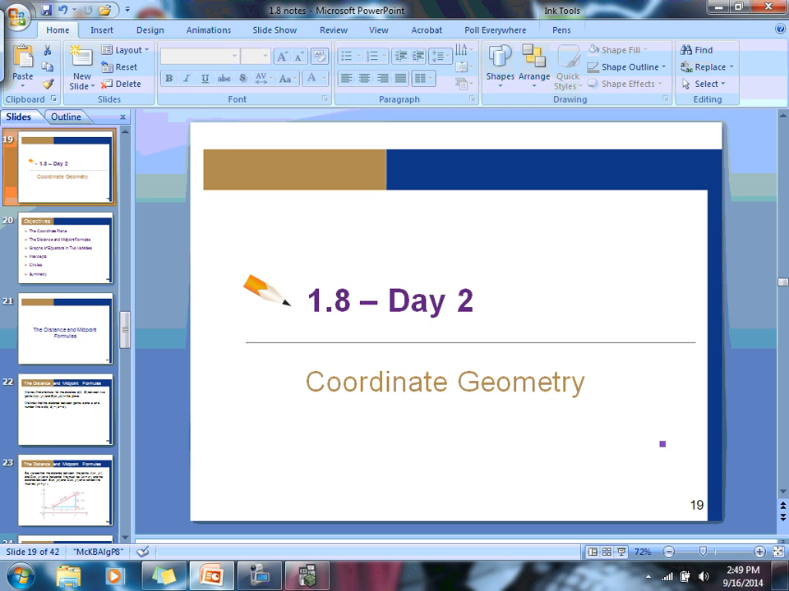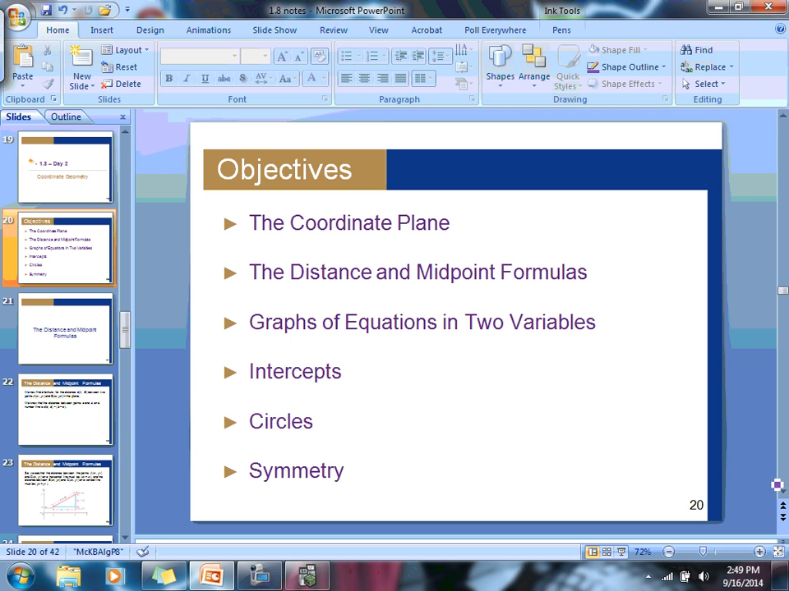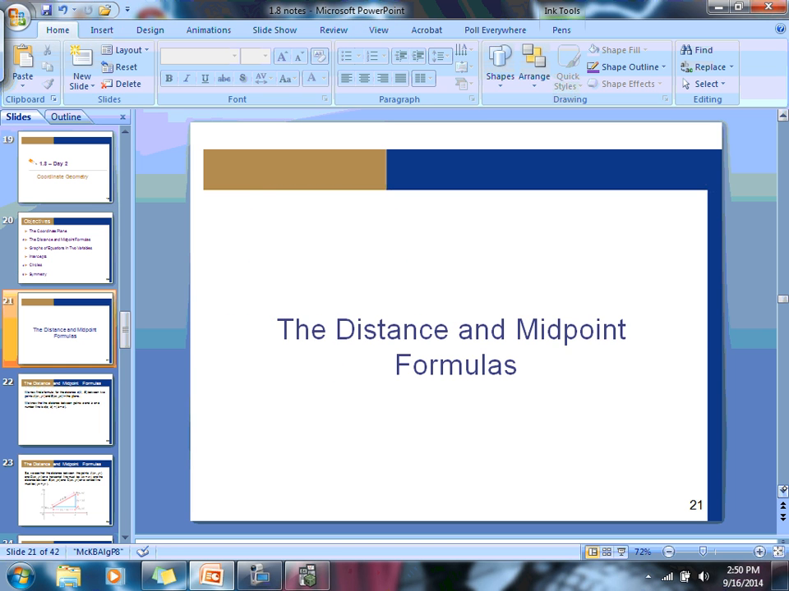These are the notes for section 1.8, day 2, entitled Coordinate Geometry. And today we're going to talk more about the distance formula and the midpoint formulas, and circles and graphing circles, and then how to test for symmetry. So there's a lot of calculating and a lot of detail in this section of 1.8.